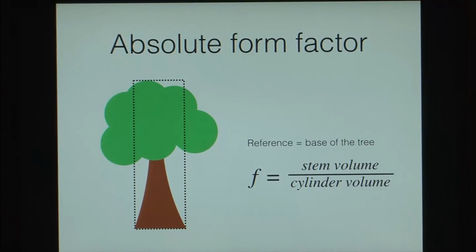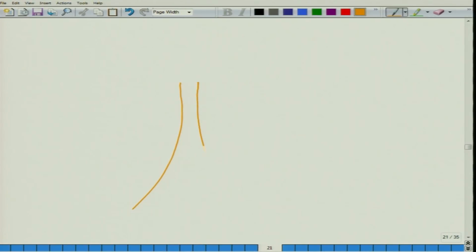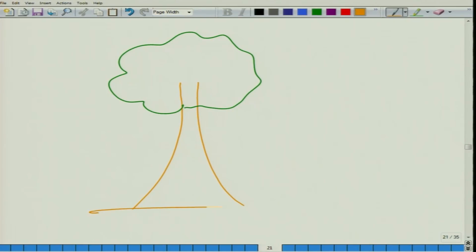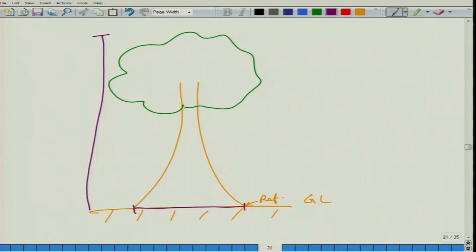Let us look at the first one, the absolute form factor. If we take the base of the tree as the reference, we get the absolute form factor. So, let us draw a tree. Now, suppose this is the ground level. If we took this as the reference, we would get the absolute form factor. So, essentially here the diameter of the cylinder is the diameter that this tree has at its base, and the height is the total height of the tree. If you did that, and if we calculated the form factor by dividing the stem volume by the cylinder volume, we would get the absolute form factor.